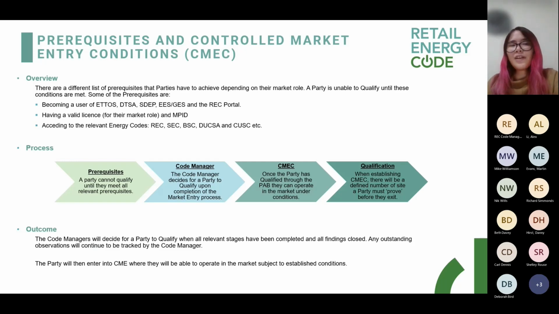This is going to take you through prerequisites as well as controlled market entry. Just to start with prerequisites, this is very much in addition to the market entry process, but is required before you can qualify or gain access to different systems. For example, some of the different prerequisites which may be applicable to you are being acceded to different codes, being a REC portal user, and/or having access to an inquiry service. The exact prerequisite will depend on your party type, and we will outline the ones relevant to you in your initial market entry email that we will provide you.